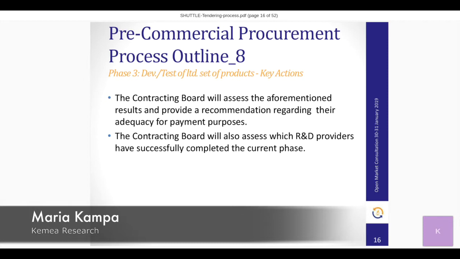The Pro-Contracting Board will also assess the results of Phase 3 and provide recommendation regarding the adequacy for payment purposes. And finally, the same board will also assess which R&D providers have successfully completed the current phase.